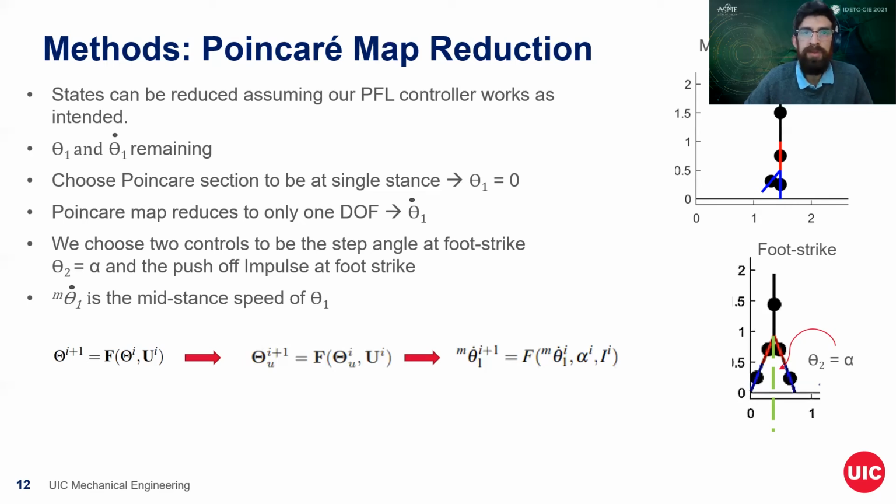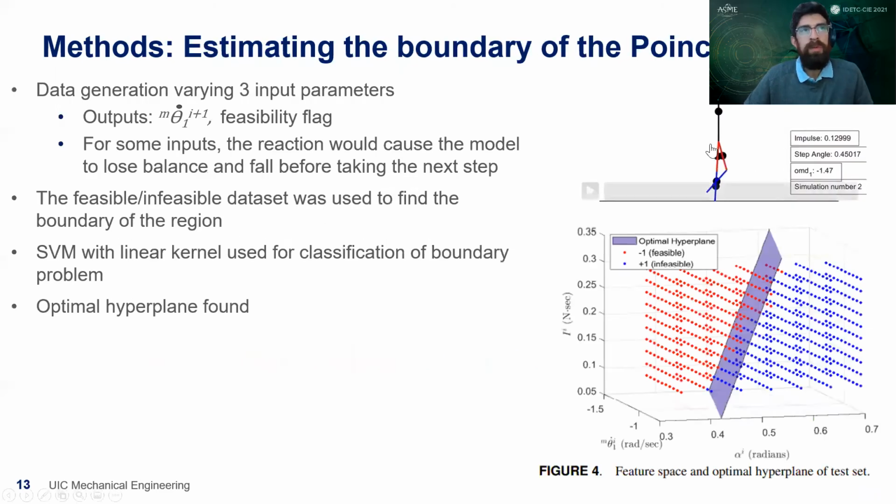The step angle theta 2 is equal to alpha, and the push-off impulse at foot strike is equal to the I term. The Poincare map equation becomes this. So next, we want to predict the Poincare map so we can control the velocity of the humanoid at the Poincare section. And to do this, we generated data using a range of values for control inputs.